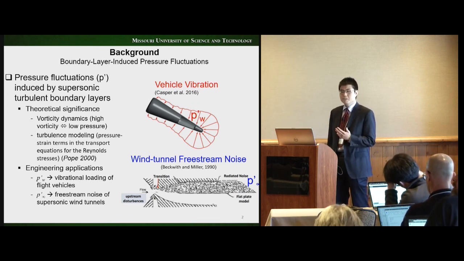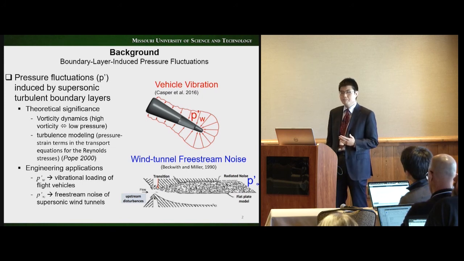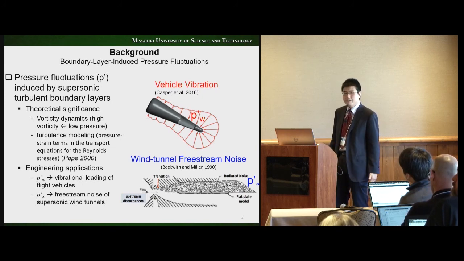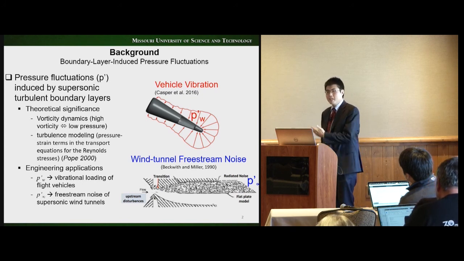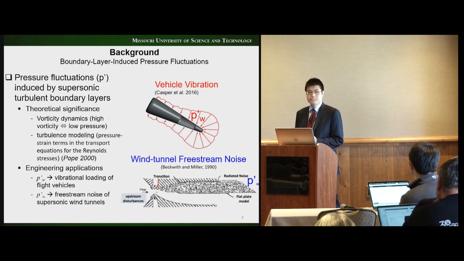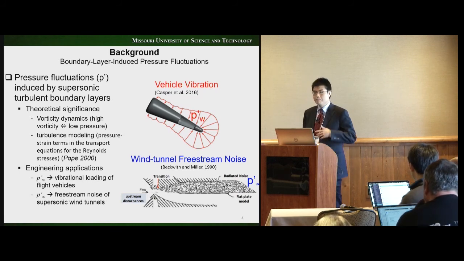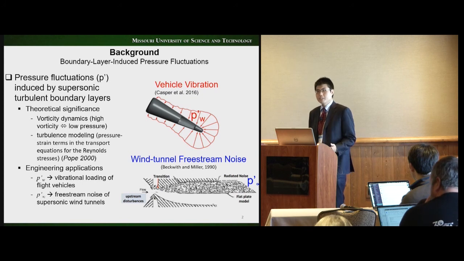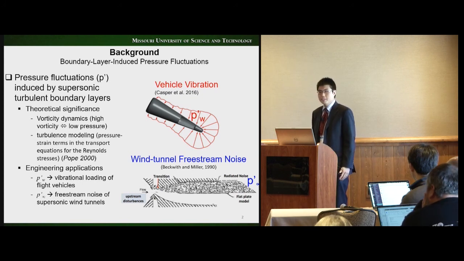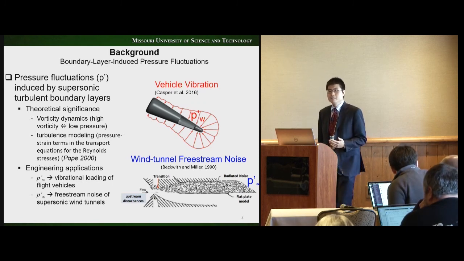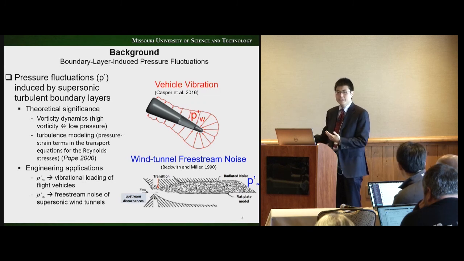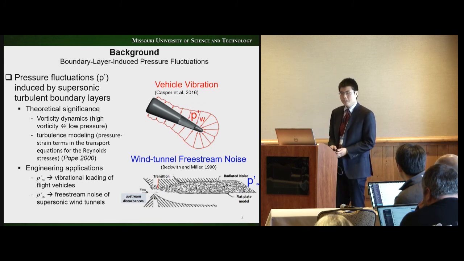Practically, the pressure field will influence, for example, the vibrational loading of a flight vehicle, and the wall pressure will influence that. Also, the free stream pressure will influence the background noise of a supersonic wind tunnel. This type of noise is a big problem for high-speed testing, and makes the model you test in a wind tunnel less comparable with the free flight condition, because in free flight it's much quieter than in a tunnel.